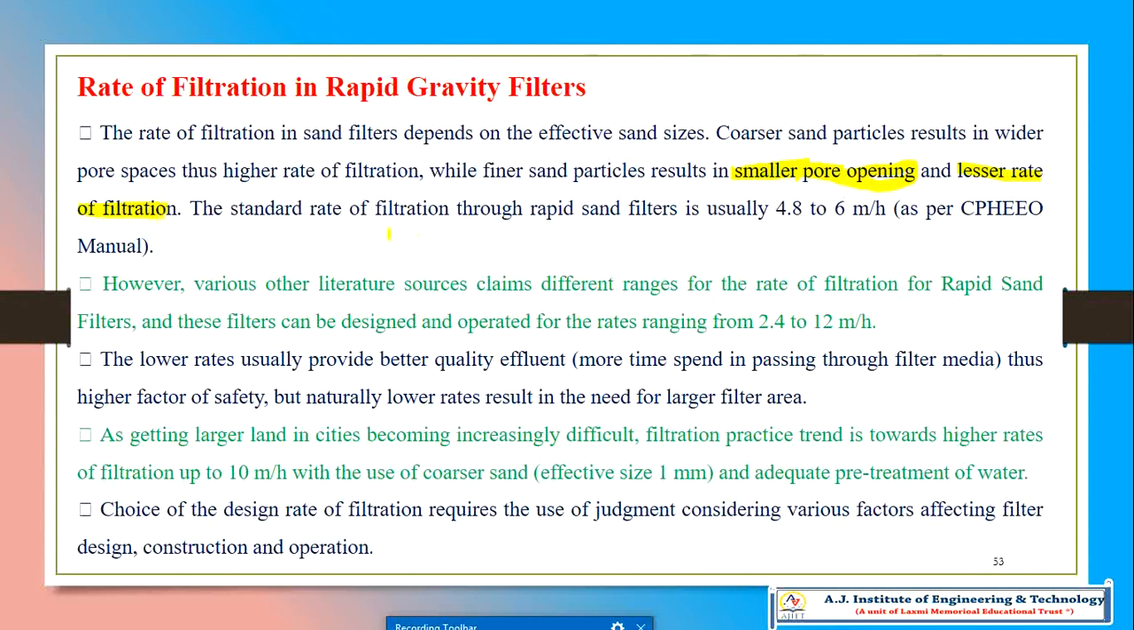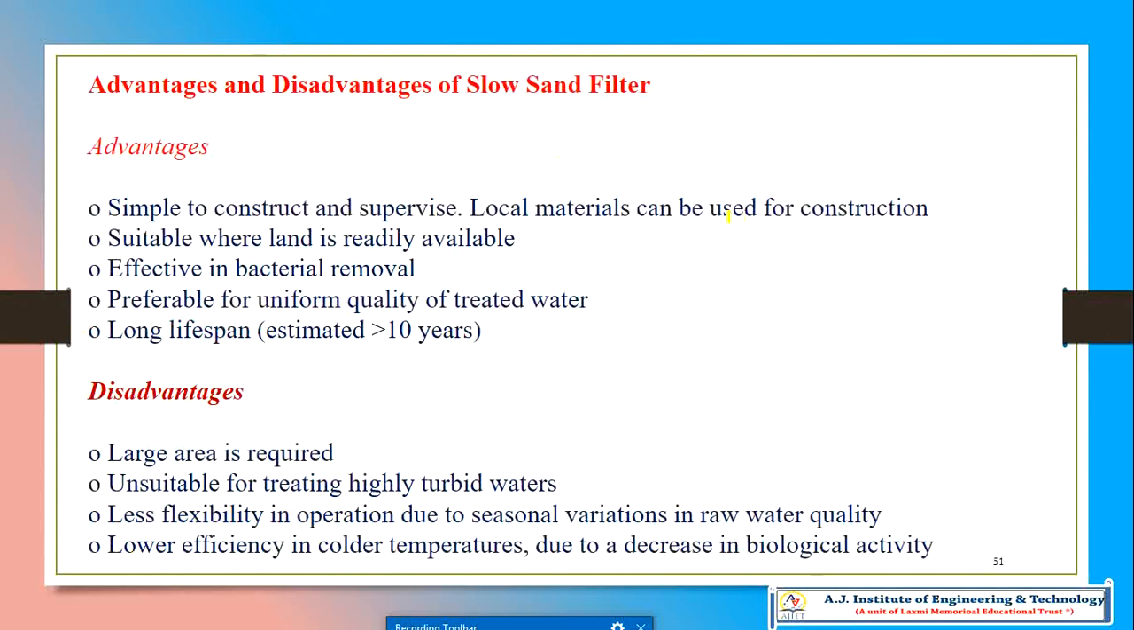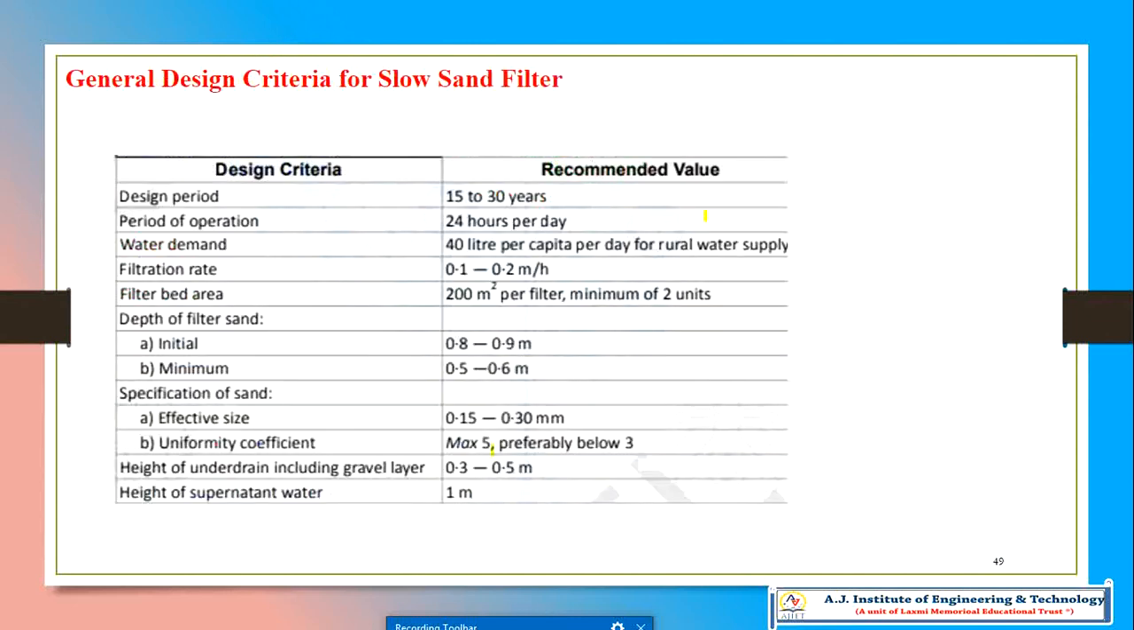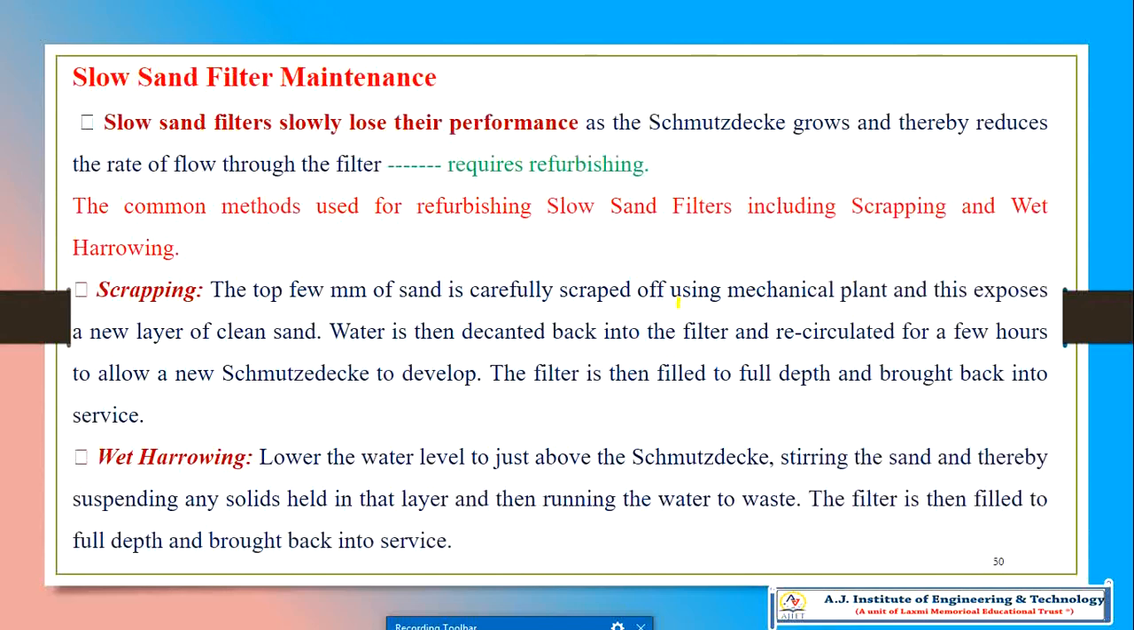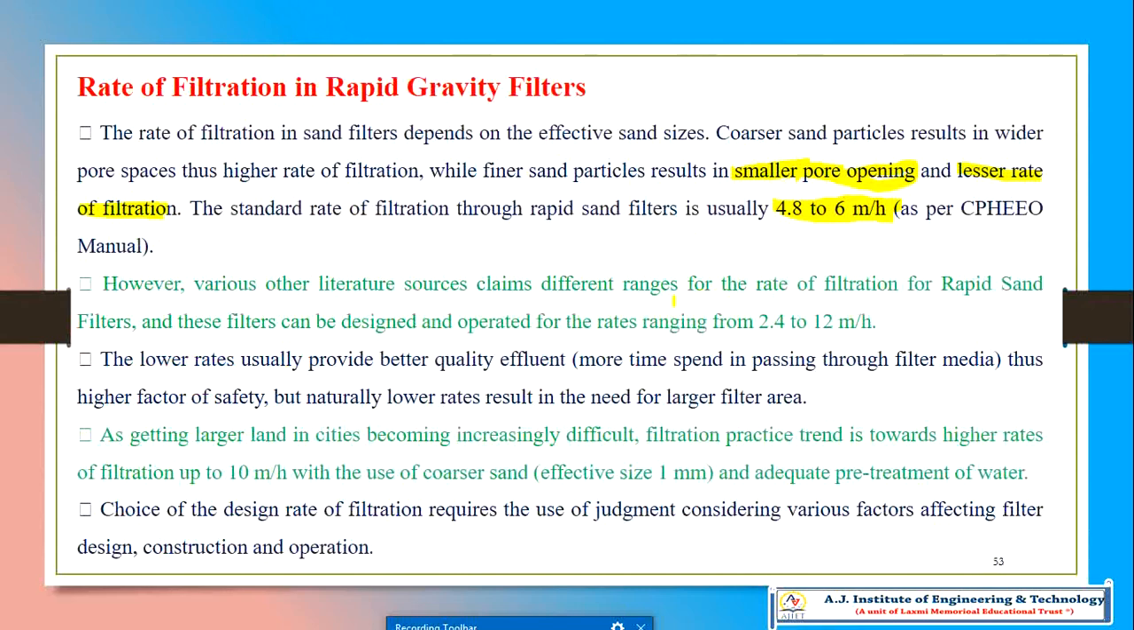The standard rate of filtration for the rapid sand filter is usually 4.8 to 6 meter per hour. Yes, it is meter per hour, as per the CPHEEO manual.